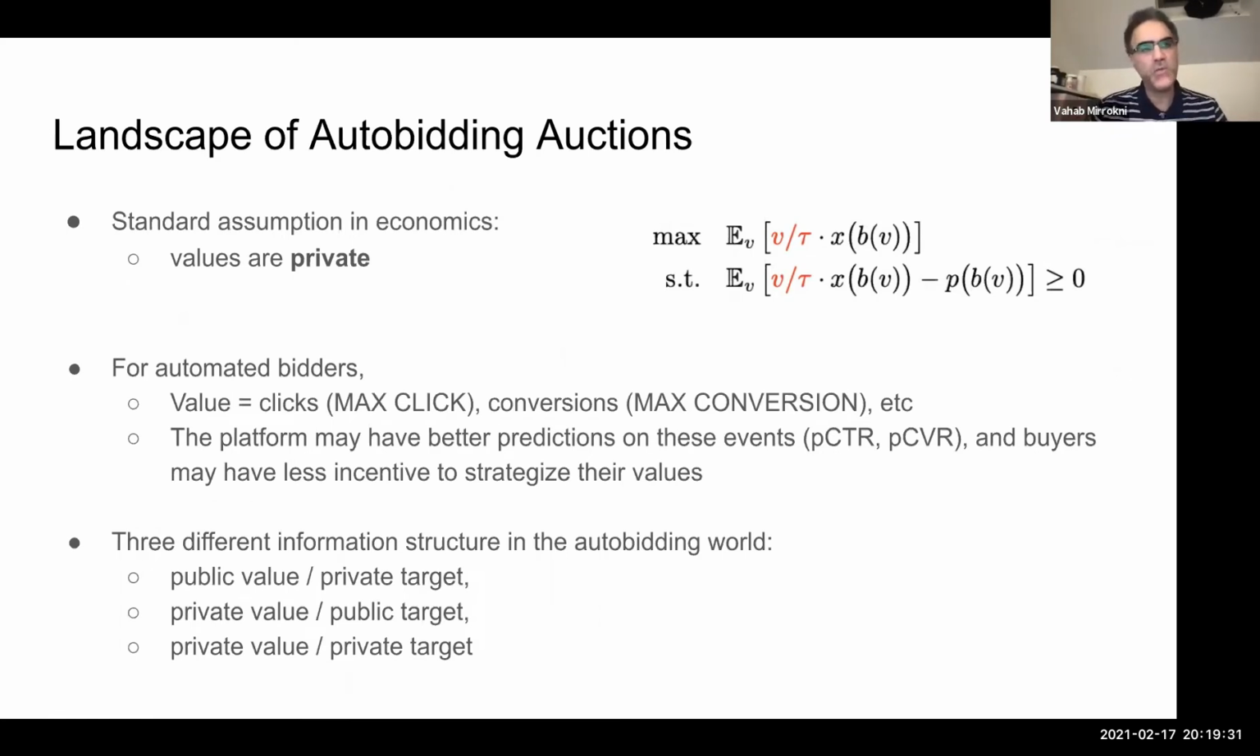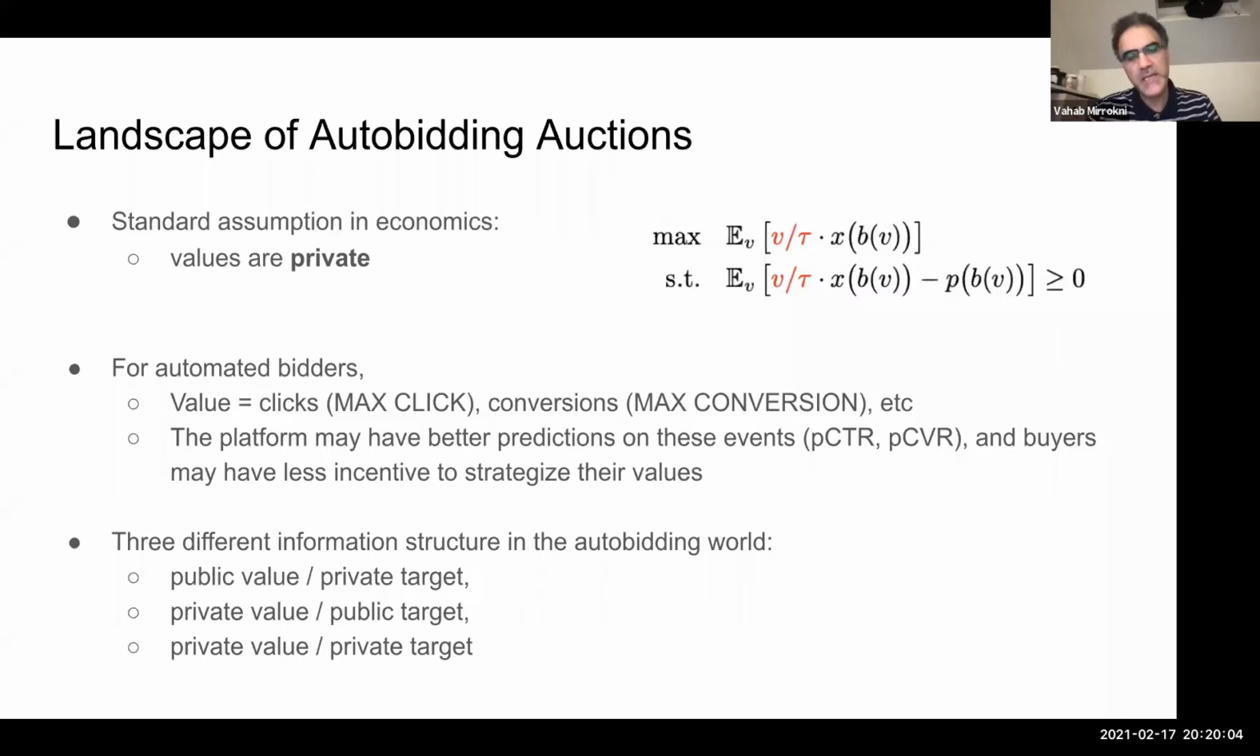Next, if you want to understand the landscape of auto bidding auctions, we have to understand the information structure in this type of auctions. So advertisers in this type of auctions have two main private values that they have to declare. One is the value itself, one is the target. So in general, in economics, the value should be the private object, and basically the bidders have their own private value and they can game for that.